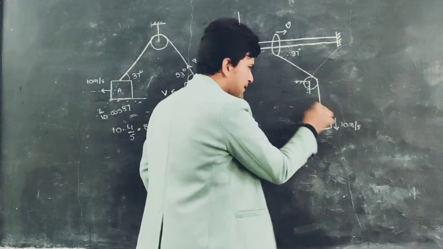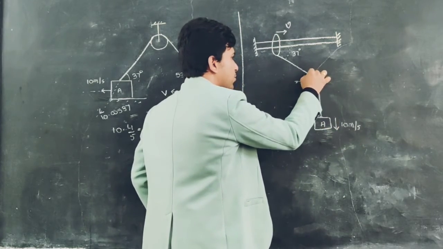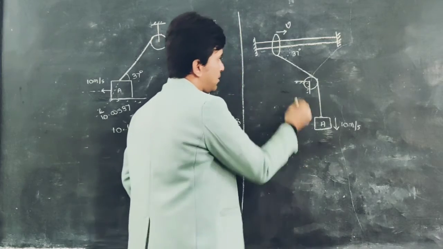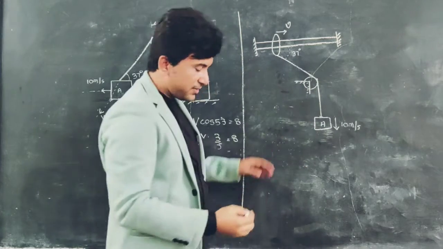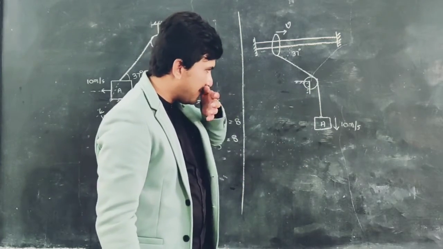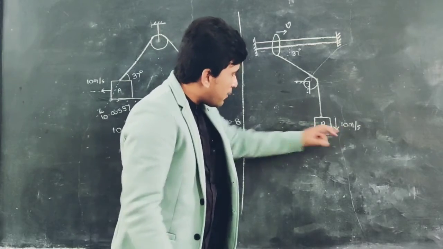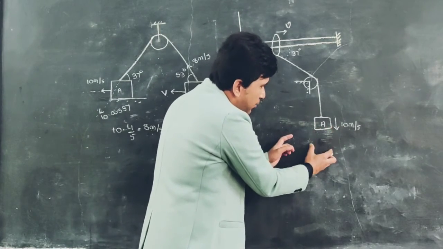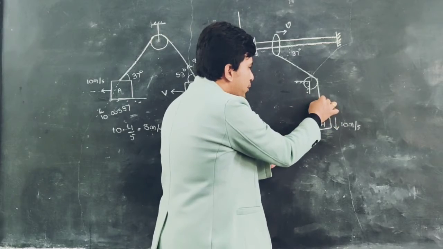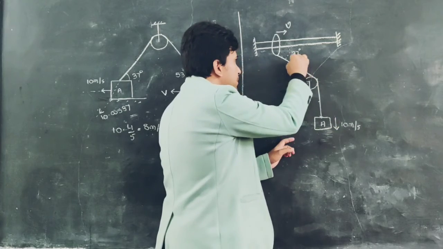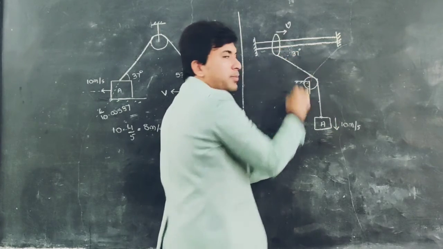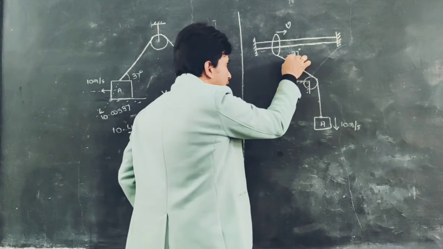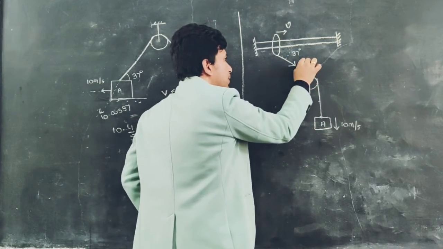What happens? The same concept. Our concept is the same. The questions can be framed in any manner. You need not fear. Actually, this is considered as one of the toughest problems in the IIT. Now listen here carefully. When this block starts sliding down with 10 meter per second, each and every point is being pulled down with 10 meter per second. That means the velocity everywhere on the string should be 10 meter per second.